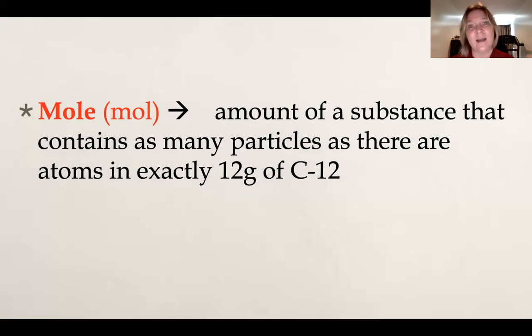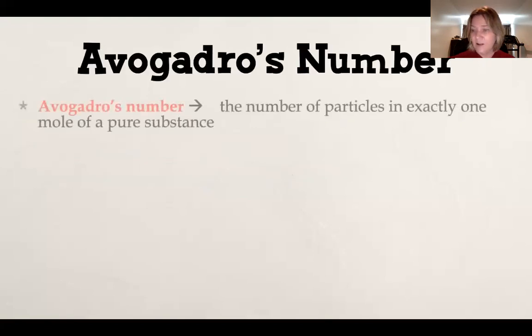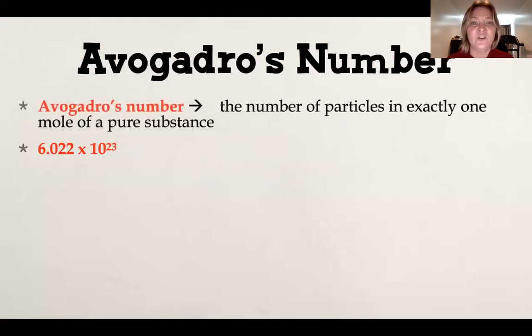So again, we're going back to using that standard of C12, and that 1/12, remember the 1 AMU is 1/12 the mass of C12. And now we're saying that a mole is the amount of substance that contains as many particles as there are atoms in exactly 12 grams of C12. Concept number 2 is going to define exactly how many particles that is for a mole.